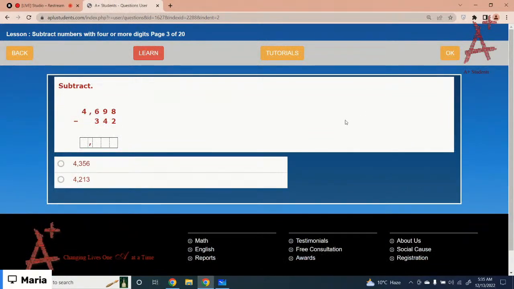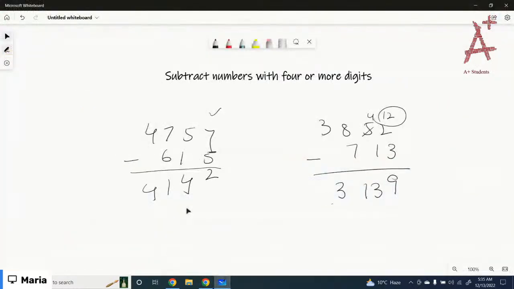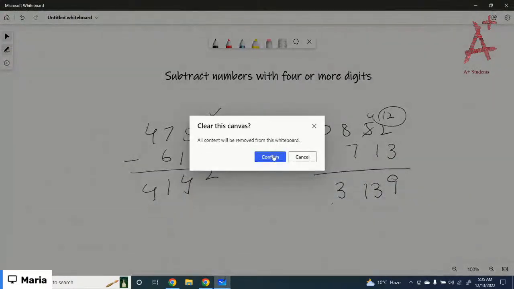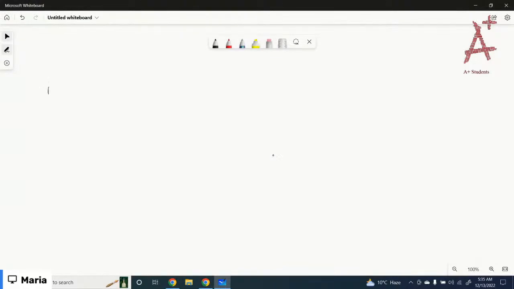Okay, the next one is 4,698 subtract 342. So just subtract the numbers. You always start from the rightmost digit when subtracting. So 8 subtract 2 is 6. 9 subtract 4 is 5. 6 subtract 3 is 3. And write down the 4 as it is.